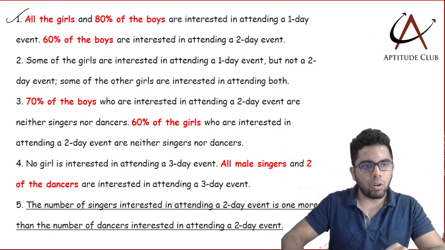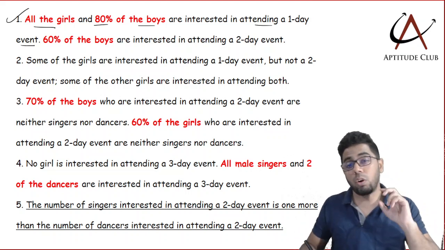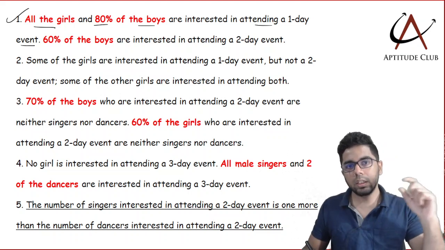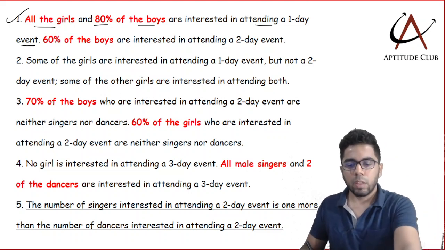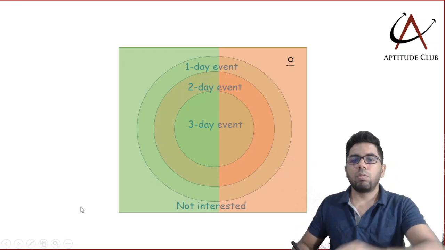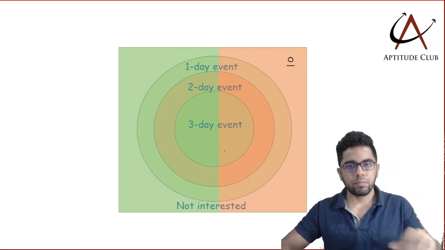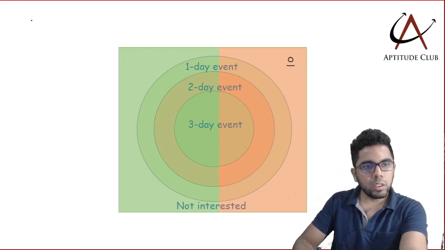Okay. Now let's see. First information: all the girls and 80% of the boys are interested in attending a 1-day event. Now if all the girls are interested in attending the 1-day event, that means there are 0 girls who are not interested to attend the events. So this part becomes 0. And total boys is how much?